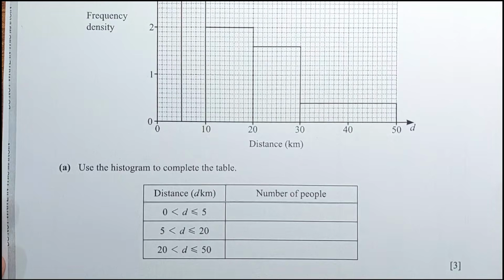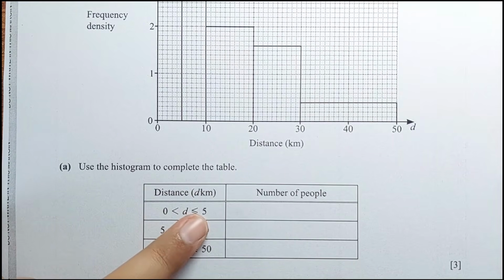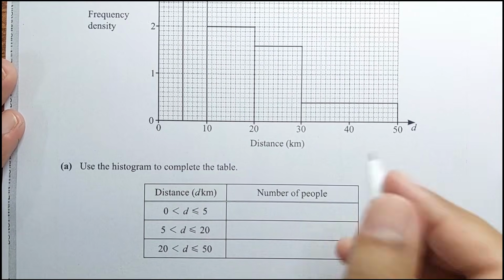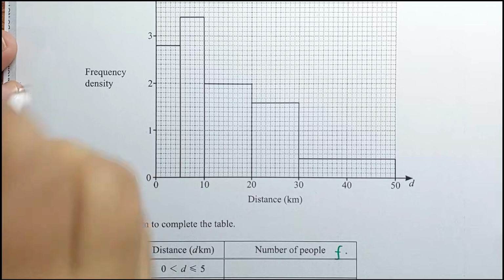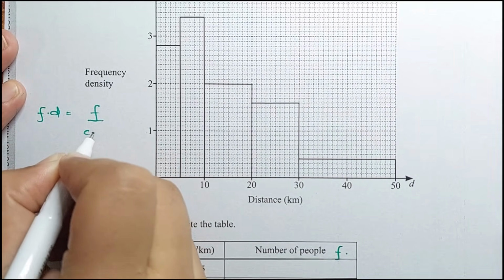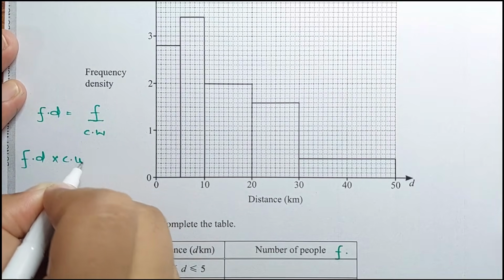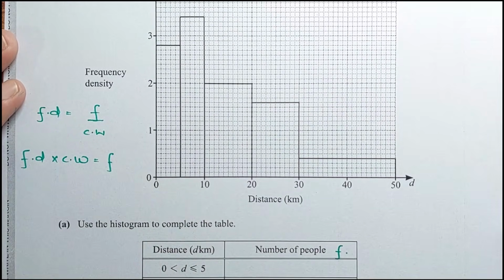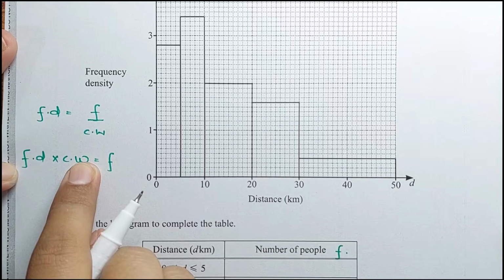Part A. Use the histogram to complete the table. The distance d in kilometer is given 0 to 5, 5 to 20, and 20 to 50. We need to find the number of people. Basically, number of people are the frequency. So what is frequency density? Frequency density is basically equal to frequency over the class width, and frequency density multiplied by class width is the frequency, right? We need to figure out the number of people, basically the frequency. Frequency densities are multiplied by the class width.